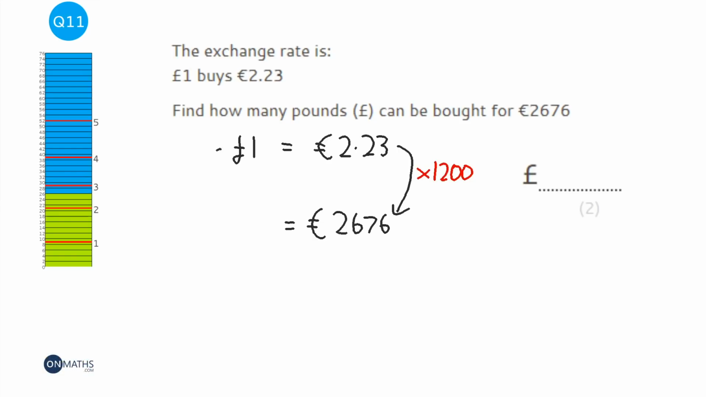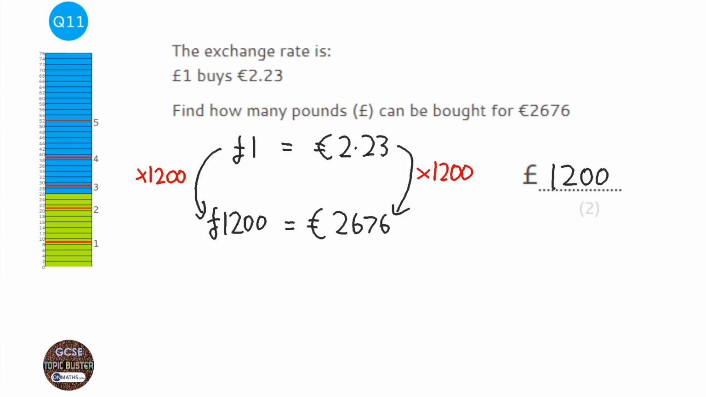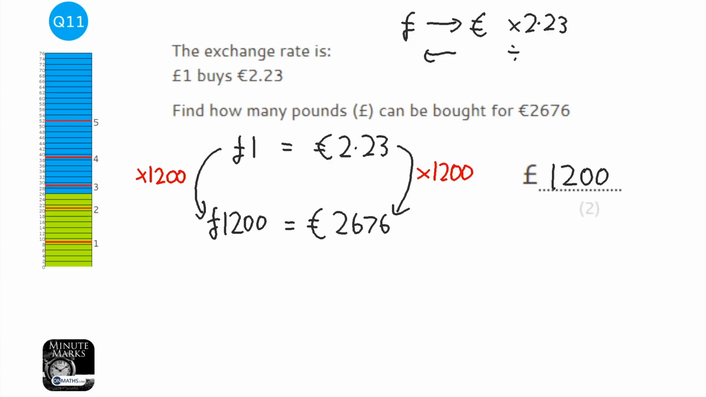So if that works that side, it has to be able to work this side as well. So I'm going to times this side by 1200, which is quite obvious. 1 times 1200 is going to be 1200, and that's going to be my answer, 1200. Now there's different ways of doing it, different ways of thinking about it. What you can think about is to get from pounds to euros, we times by 2.23. So therefore, to go the other way, we're going to divide by 2.23. And so you just do 2676 divided by 2.23. There's loads of different other ways of doing it. You can do it with ratios as well.